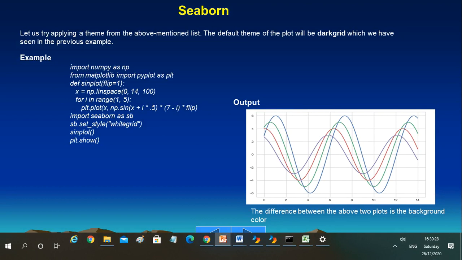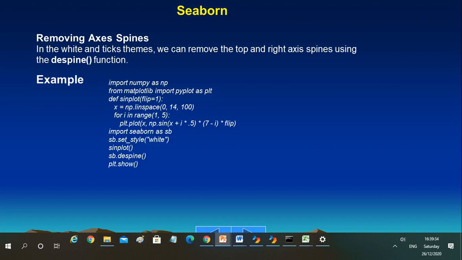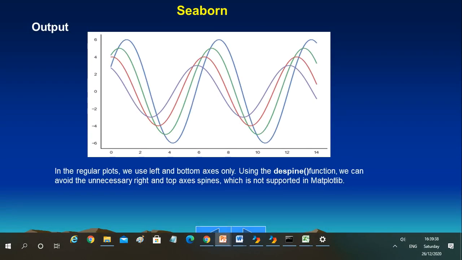Earlier we used the sinplot with whitegrid. Now you are going to use sb.despine(), plt.show(). When you execute this, you will see that there is no grid available, only whiteness, the background is totally white, and of course your plot is looking much better. In regular plots, we use the left and bottom axis only. Using the despine function, we can avoid the unnecessary right and top axis spines, which is not supported in matplotlib. This is the difference between matplotlib and Seaborn. There are minor differences, but definitely it improves the look of the way your graph is presented on your screen or when you print it.